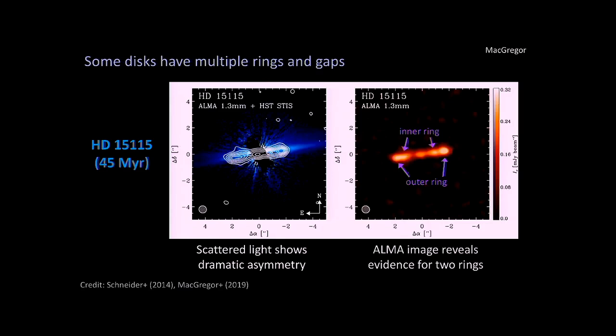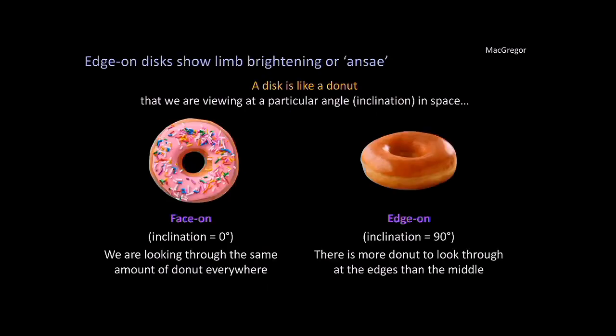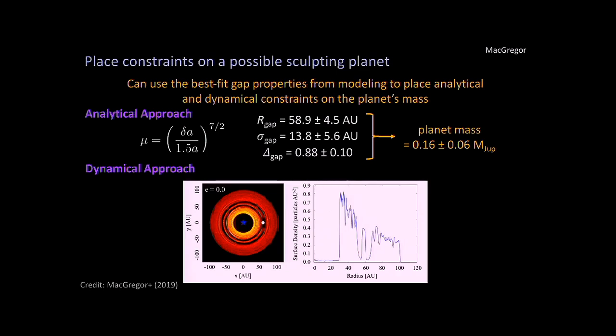So if I go back to this, the center peak here is actually the star, and then you can see these two distinct blobs on either side, and we interpret that as being those ansae, that limb brightening from an inner disk, and then there's a clearing from the gap, and then the outer disk. Okay, so we have this disk that has a gap in it.